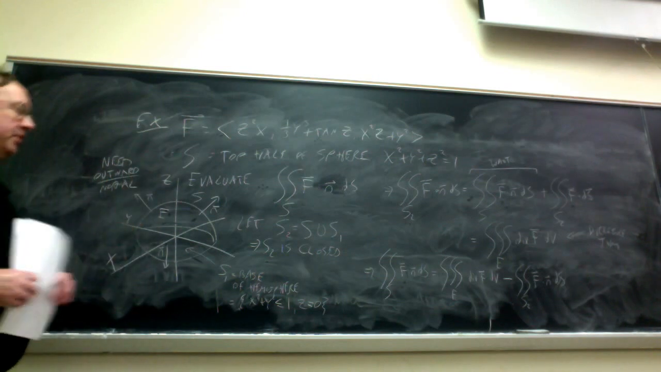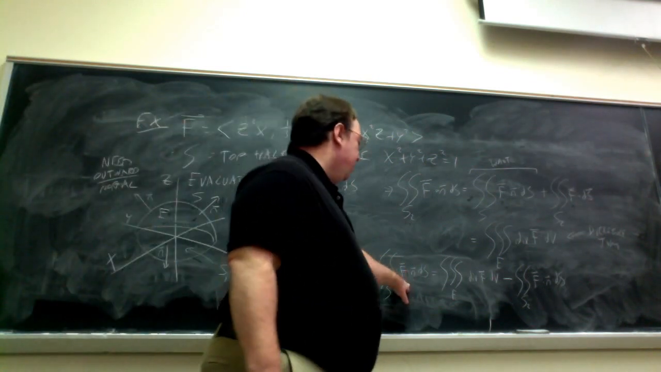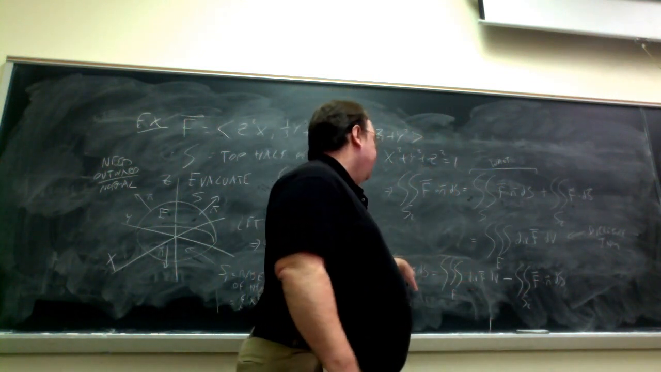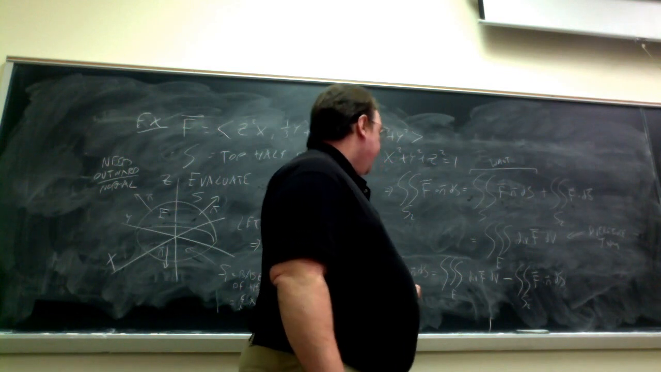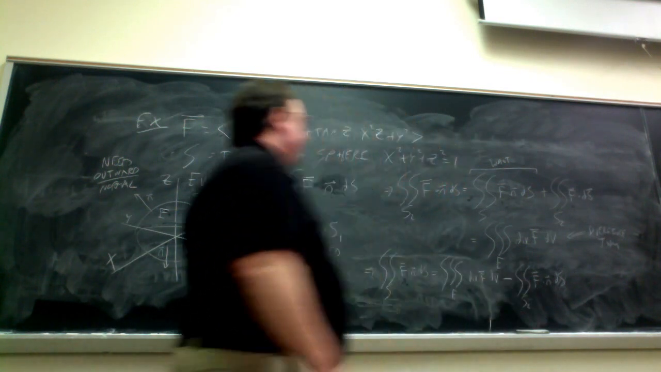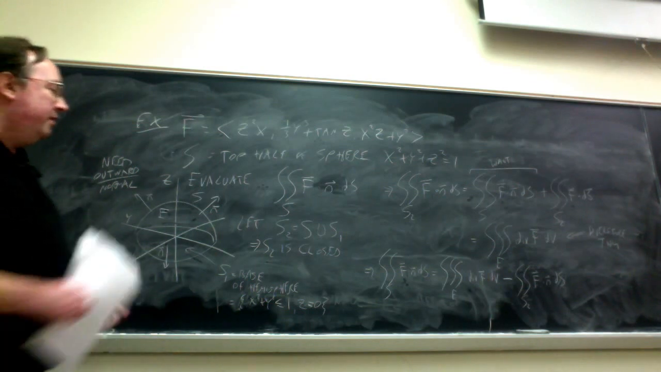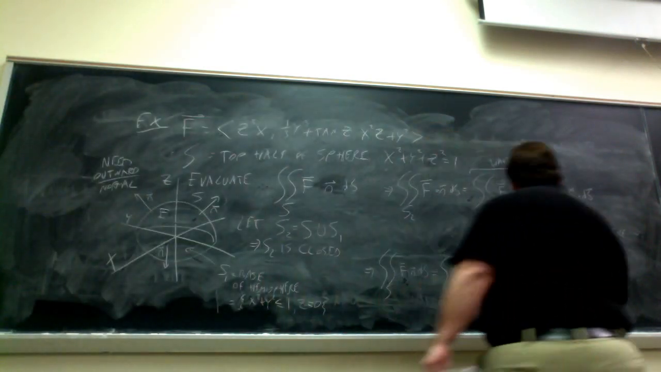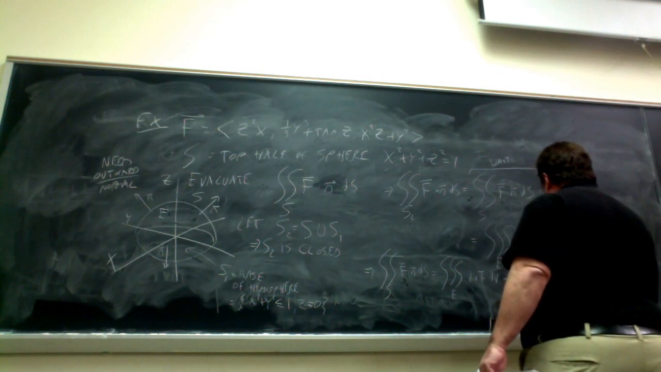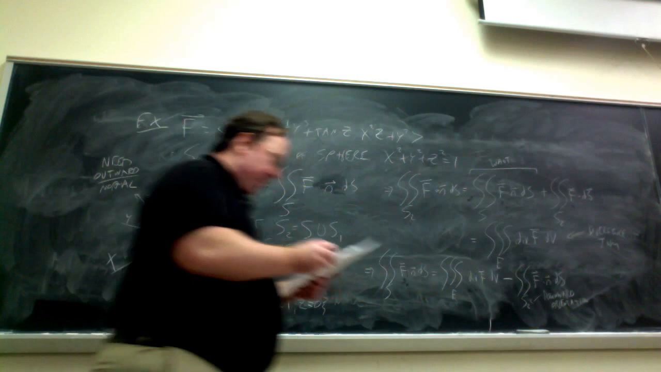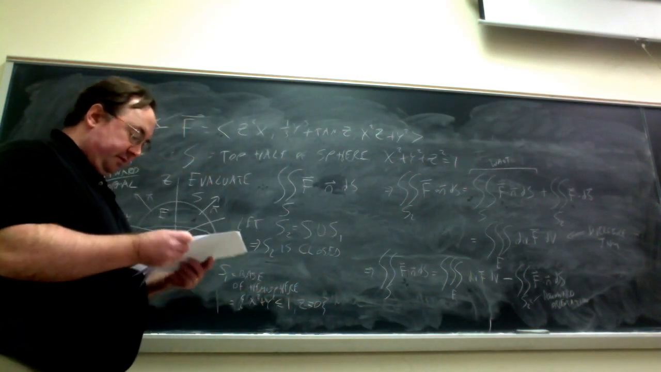So what I'm going to do is, instead of evaluating this integral, which is what I really want, I'm just going to evaluate these two. Because either one of these would be easier than this one. And here, my normal vector is going to have 0 in two of the components. It's going to point straight down. But I have to make sure that with S2 I have downward orientation.